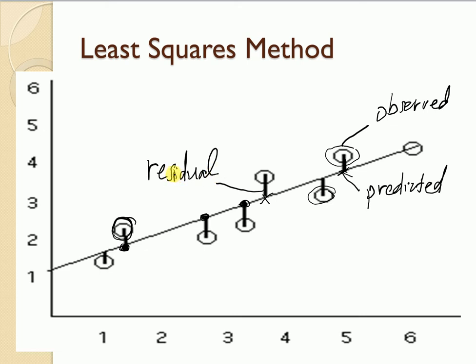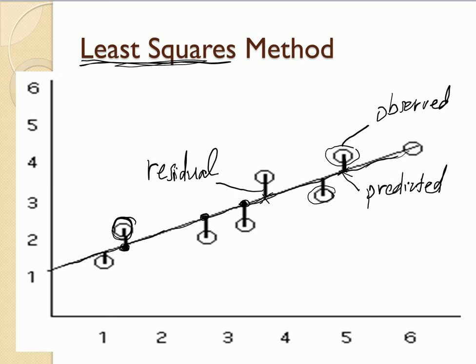And the idea behind least squares regression is that we have to position this line such that when we square each of these residuals and add them together, we get the least possible value. And once that is achieved, then the line is going to be the least squares regression line.